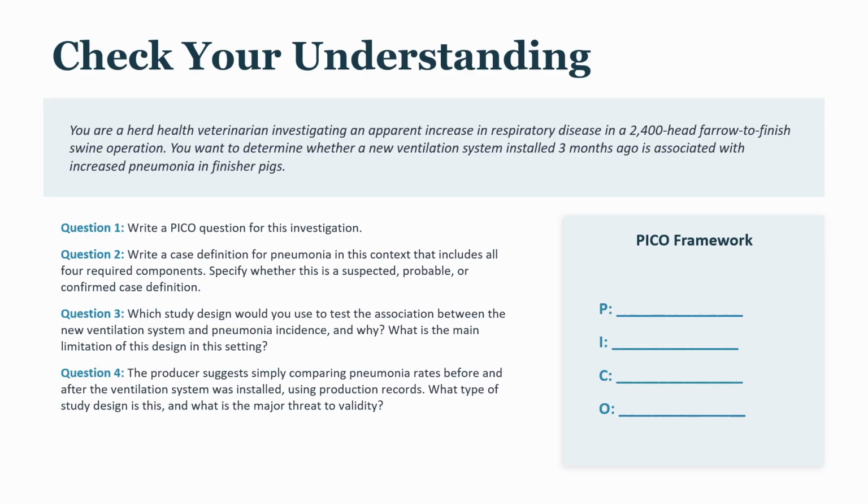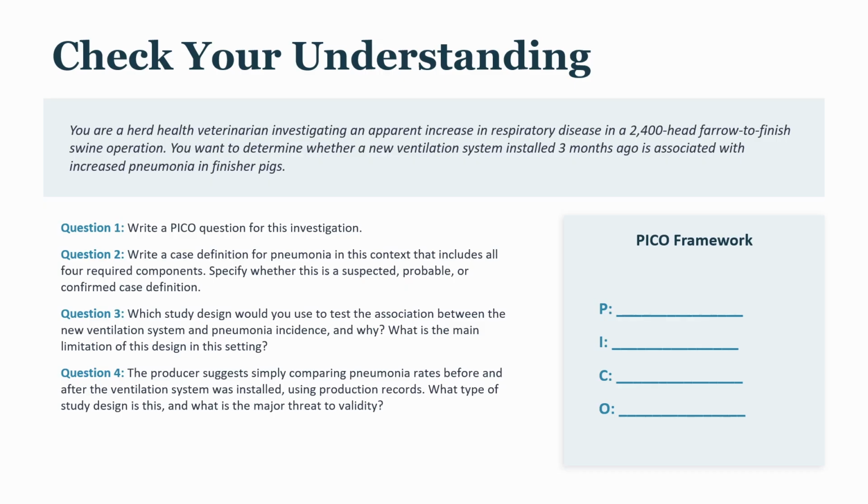This scenario is drawn directly from real herd health practice, a practical, realistic investigation question that integrates PICO, case definition, and study design selection in a single setting. Question 1, PICO question. P: Finisher pigs, approximately 50 to 120 kilograms, in a 2,400 head farrow to finish operation during the 3 months following ventilation system installation. I: New mechanical ventilation system, the intervention.